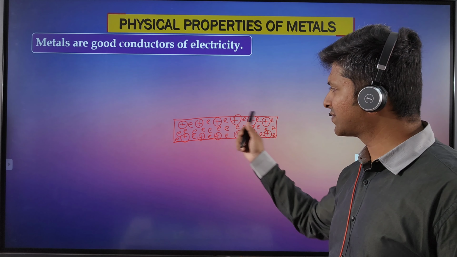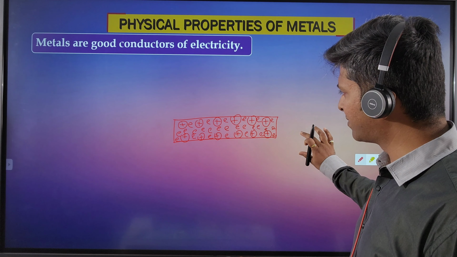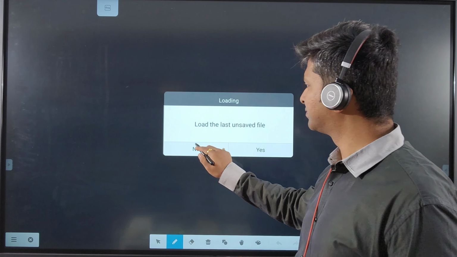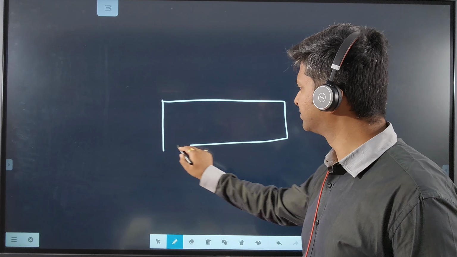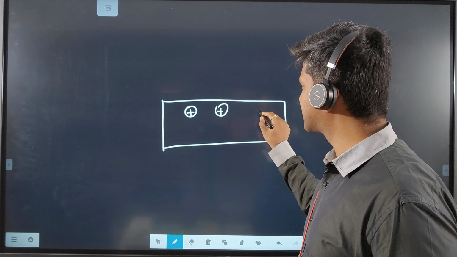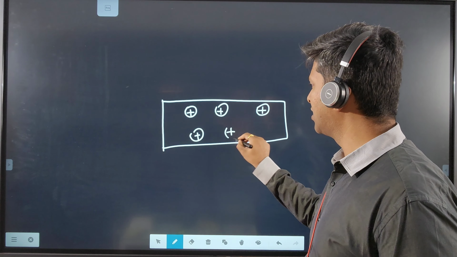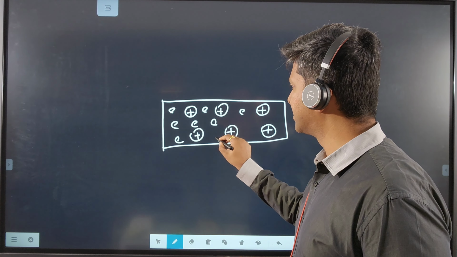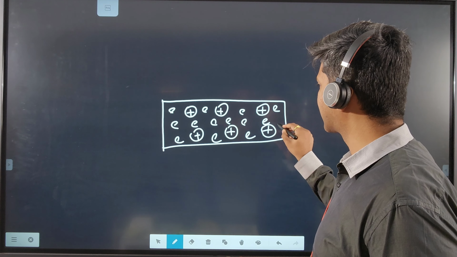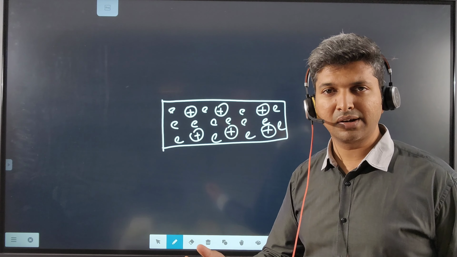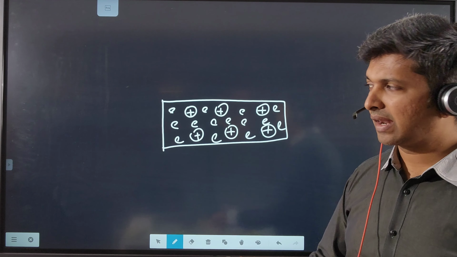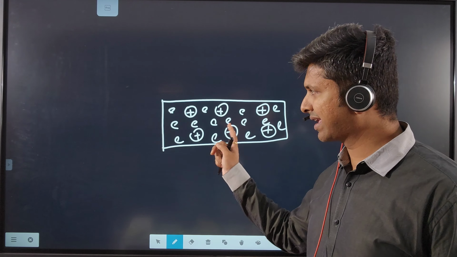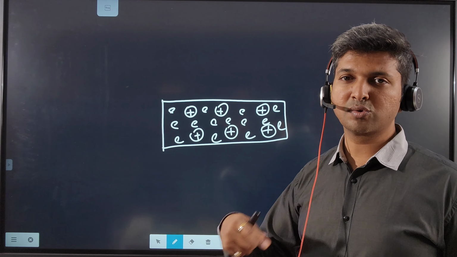So you have positive charges suspended in a sea of electrons. If you're not able to see, I'll rather show it to you over here. I think you will be able to see better. So these are the positive charges suspended in a sea of electrons. That means there will be many free electrons, isn't it? So these electrons will be able to conduct electricity. What do we require for conduction of electricity? We require free electrons. When there are free electrons, flow of electrons is possible, and it can conduct electricity. For the same reason, because there are free electrons, metals can also conduct heat.